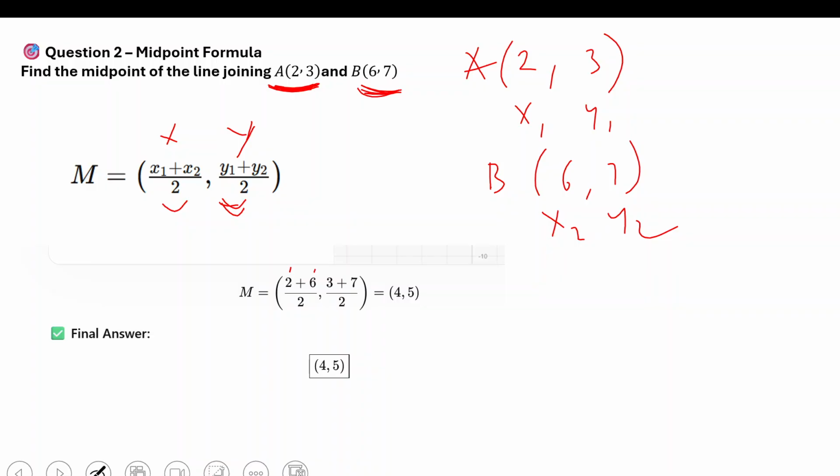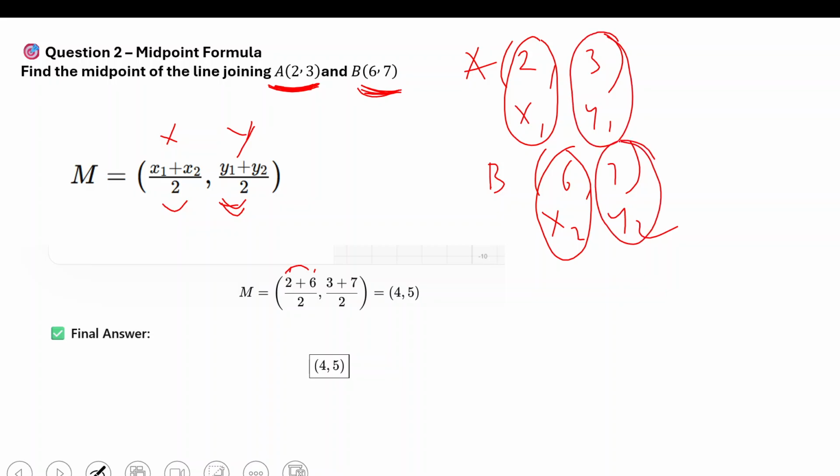From here, x1 is 2 and x2 is 6. So that's why I have 2 plus 6 over 2. And y1 is 3 and y2 is 7. So I have 3 plus 7 over 2. So 2 plus 6 over 2: 2 plus 6 is 8, 8 over 2 is 4. I've gotten the first value of the midpoint. And 3 plus 7 is 10, 10 over 2 is 5. This is the second value of the midpoint.